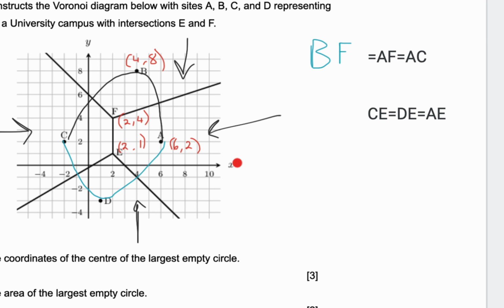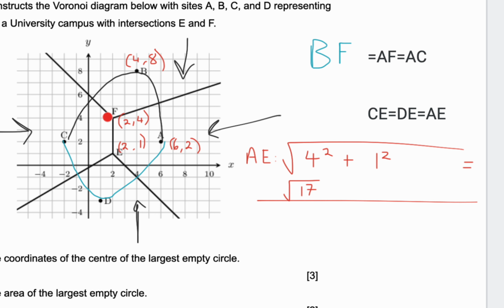Let's first of all work out the distance of A to E. So I'm going to do a square root because that's involved with the distance formula, and we're going to do x2 minus x1, so 6 minus 2 squared, plus y2 minus y1, which is 1 squared. So the distance from A to E is going to be 16 plus 1, all square rooted, so it's going to be the square root of 17.